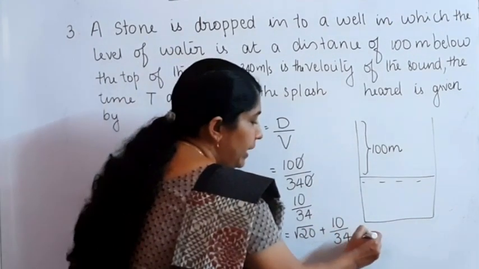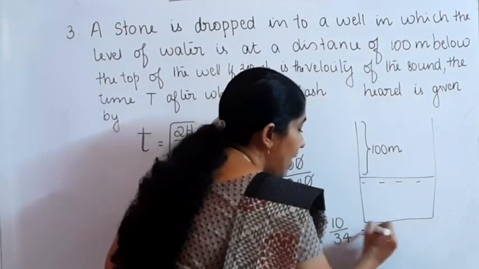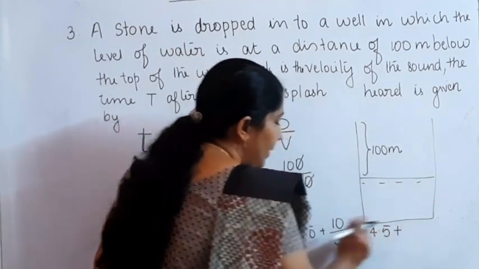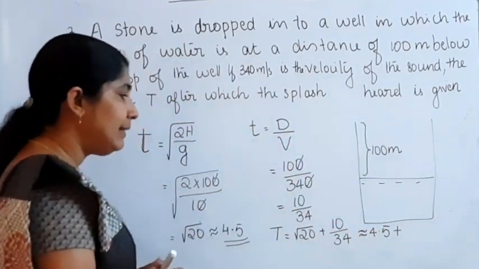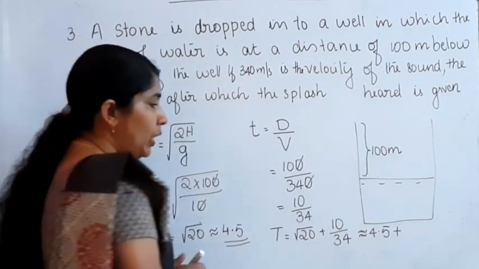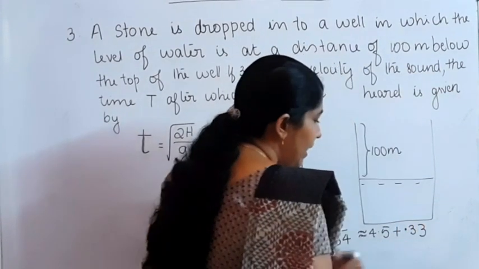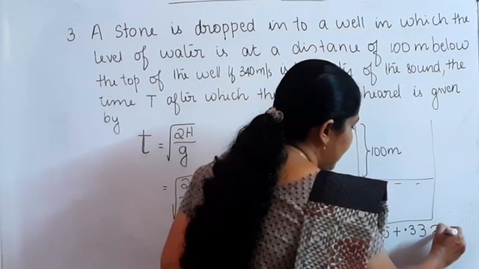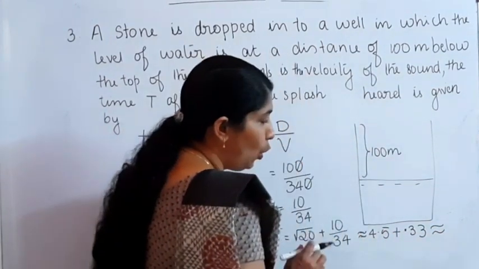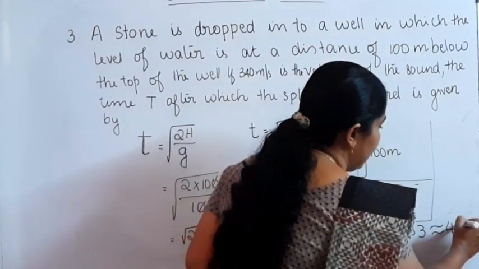Root 20 is approximately taken as 4.5. The answer is approximately 4.5 plus 10 divided by 34. 10 by 34 is approximately equal to 0.33. Therefore, the approximate answer is 4.5 plus 0.33, that is equal to 4.83 seconds.